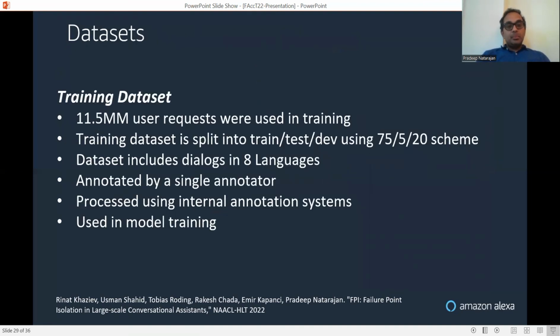So to build a failure point isolation model, we first collected a training data set with 1.5 million user requests that we split into train, dev, and testing datasets. Our dataset also included dialogues in 8 languages and was annotated by a single annotator to identify which point was a failure or if the utterance was processed correctly. We then used this training data set to train our failure point isolation model.